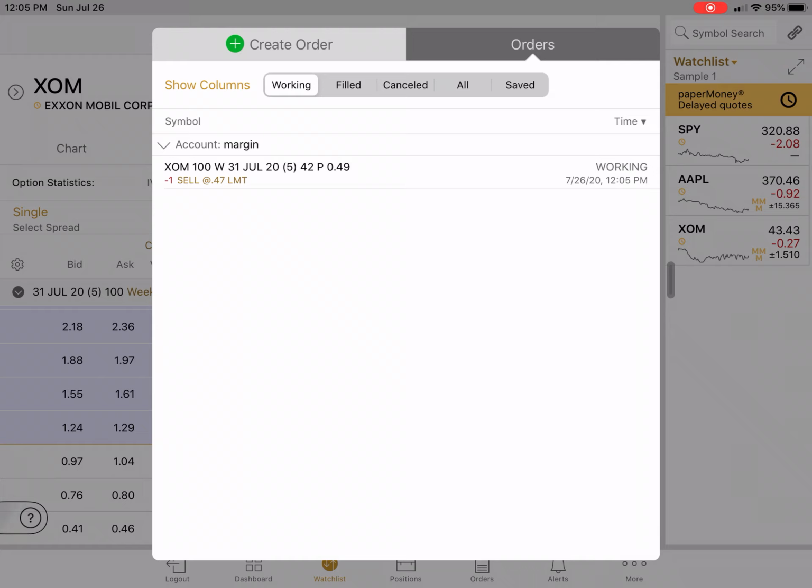However, like I said, once we sell this, we're going to have a commitment to buy 100 shares of Exxon at $42 till July 31st. And for this commitment, hopefully, if this gets executed, we're going to collect 47 cents. If it goes up, then nothing is going to happen. Our option is going to expire worthless. If it goes down below 42, we're going to end up buying it at 42. So this is how you write a cash covered put with Thinkorswim.